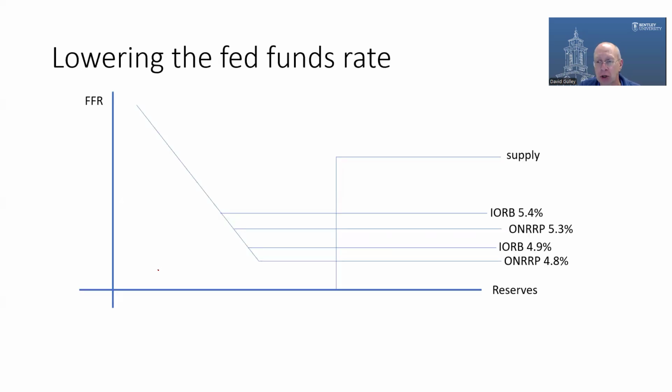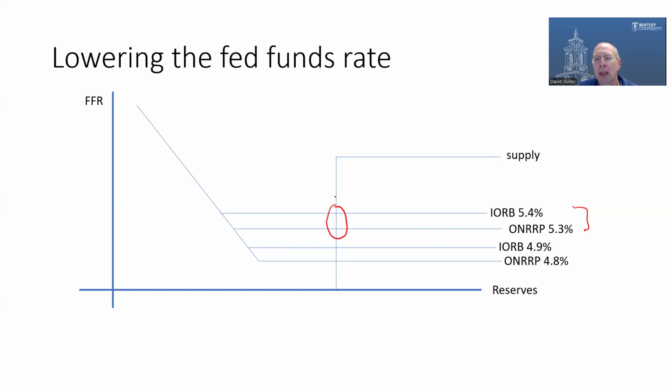Right, now here's the visual. So the way they actually structure this is under the old setup that they had until today, or actually technically tomorrow when they're going to change it, the interest on reserve balances was 5.4%, and the ONRRP rate was 5.3%. And so what tended to happen is the federal funds rate would tend to be between those two interest rates.